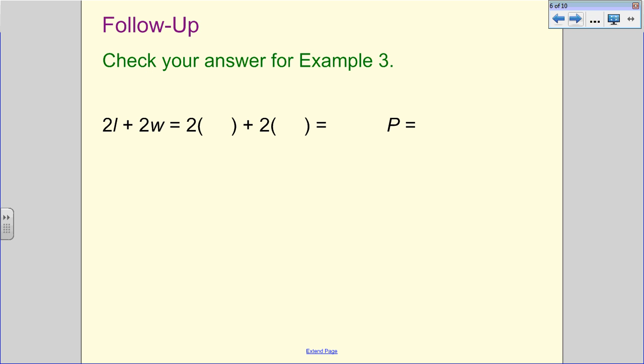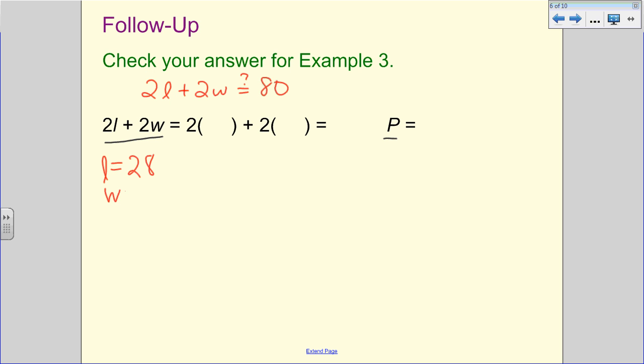So now you want to check your answer for example 3. So what would that look like? Well, we know the formula for perimeter is 2L plus 2W equals our perimeter. So what you need to do is check and see: does 2 times the length plus 2 times the width equal the 80 feet that are there? So you're going to substitute in what we solved for L. We said L was 28.